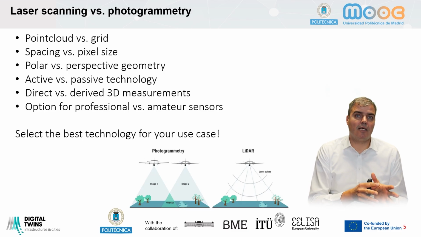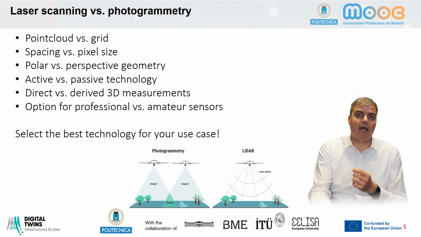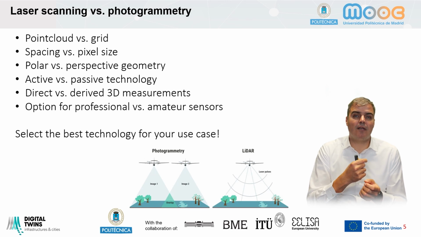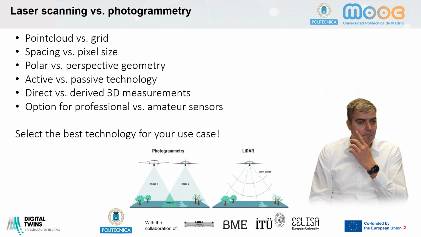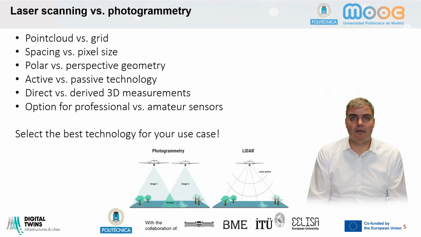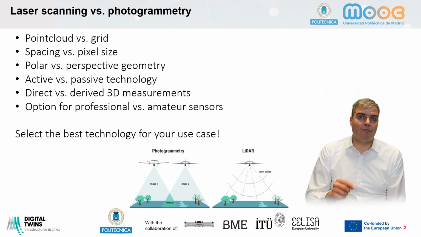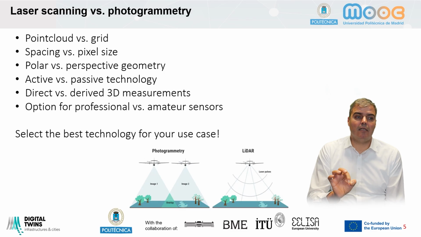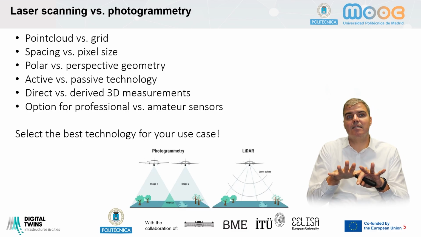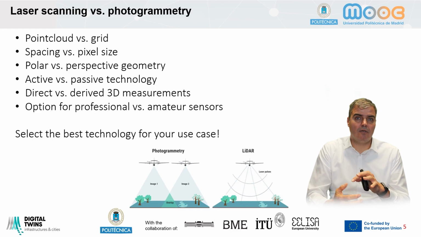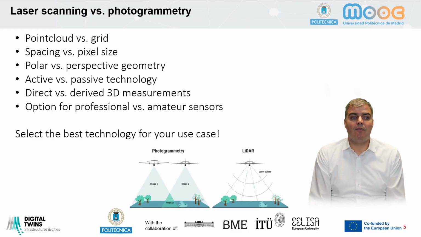We have active technology in case of laser scanning. We are emitting a laser beam and measuring the time or phase difference of the returning signal. And we have passive technology in case of photogrammetry. We are capturing the reflected sunlight on the images. We have direct or derived 3D measurements. In case of laser scanning, from one emission I have a coordinate. In case of photogrammetry, we need to derive it because we need at least two images with overlapping area to derive the 3D geometry. We have an option for professional sensors in laser scanning, but in photogrammetry we can use amateur sensors. You can use your own mobile phone for capturing the geometry of an object.